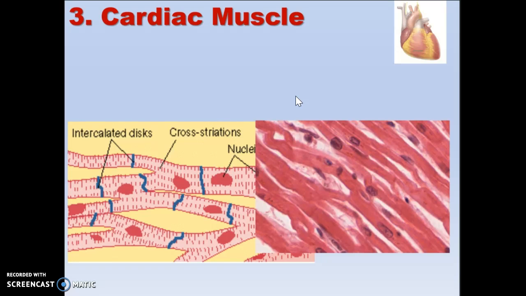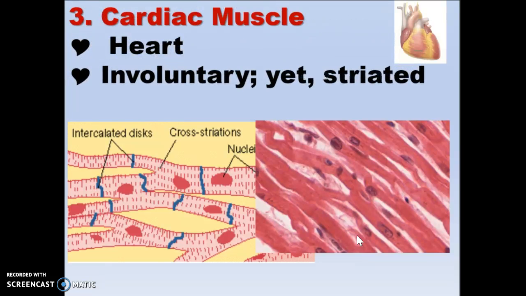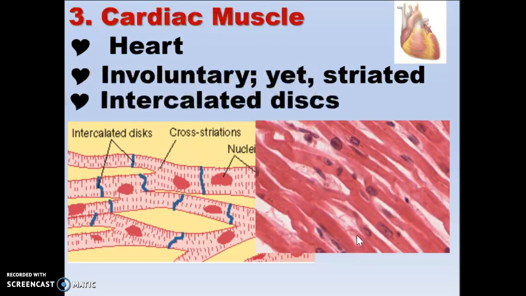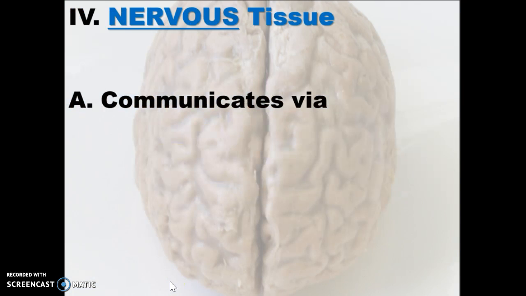Okay, cardiac muscle is heart. Heart is cardiac. You can see they branch off. They are striated, with little striations in there, but they branch and connect. Part of the reason they connect like that is so they can all beat uniformly together. So it's in the heart. It's involuntary, yet striated, and has intercalated discs. These little things you can see right there, those are the discs, and they're shuffled throughout, intercalated.